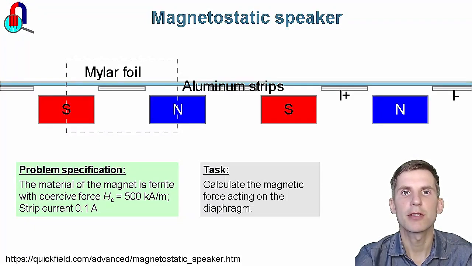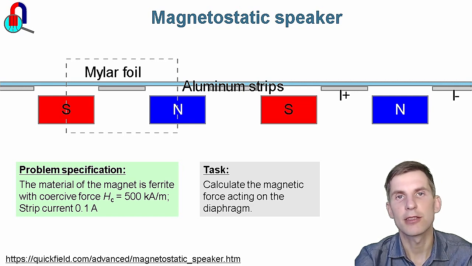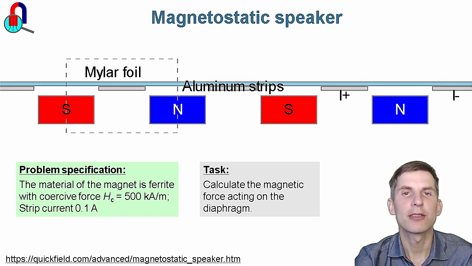Magnetostatic loudspeaker simulation in QuickField. A magnetostatic loudspeaker consists of a set of permanent magnets and a planar diaphragm. Conducting strips carrying current are attached to the diaphragm. The current in the diaphragm interacts with the magnetic force created by the permanent magnet, causing the diaphragm to vibrate. Our task is to calculate the magnitude of the force as a function of the electric current value.